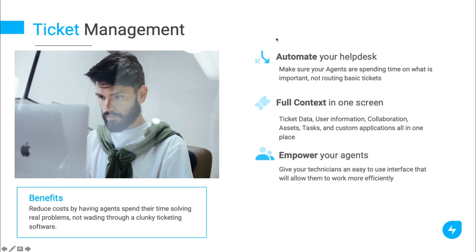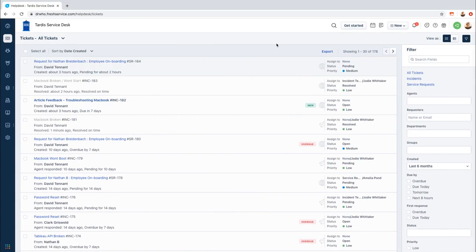Within ticket management, we're really looking to automate the help desk. We want to make sure agents are spending time on what's important, and we also want to make sure they have full context of tickets in one screen, so they're not having to jump between multiple systems. The whole point is to empower agents. We want to give them an easy-to-use interface and allowing them to work more efficiently. Let's take a look at how an agent is able to handle tickets as they come into the service desk.